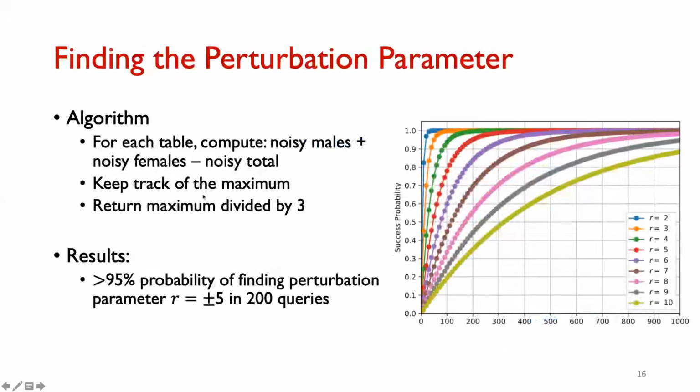So our algorithm is then simple. For each suburban table, we find the 3 noisy terms, and then we keep track of the maximum, and finally we simply return the maximum divided by 3. And the results are that with greater than 95% probability, we can find the hidden perturbation parameter of ±5 in about 200 queries. And fewer queries are required for smaller perturbation parameters.